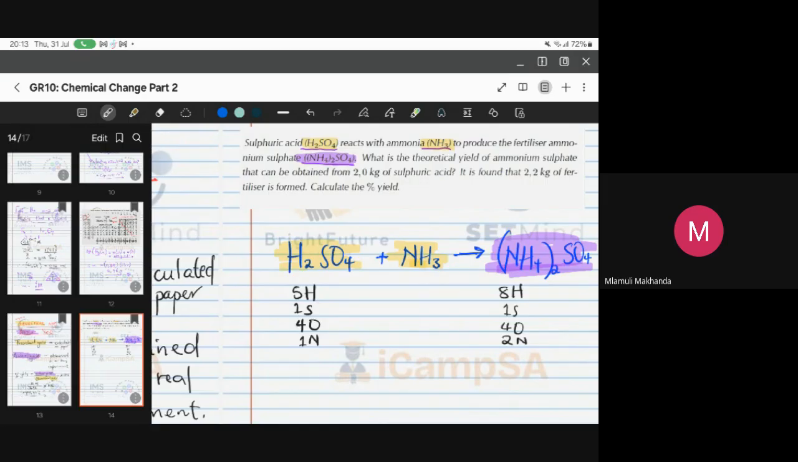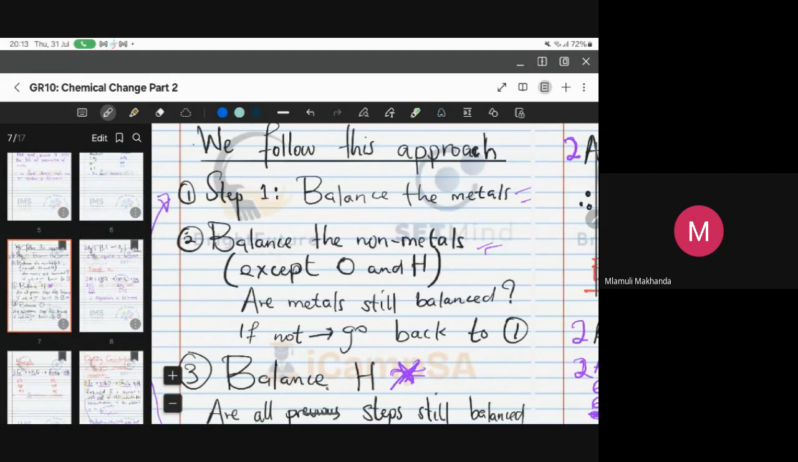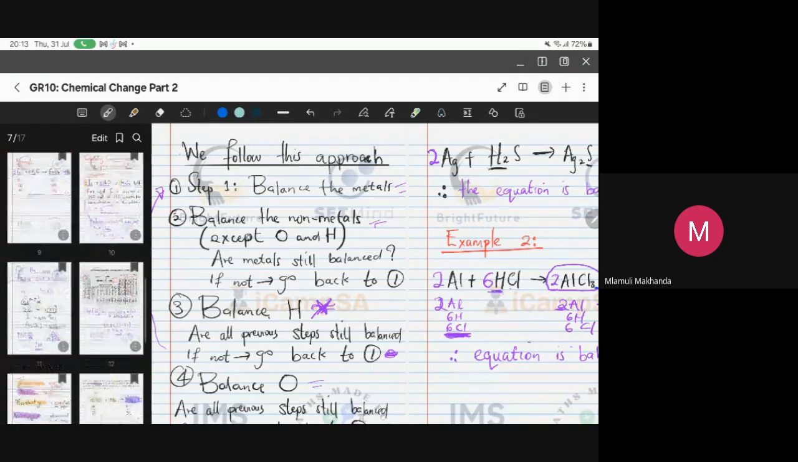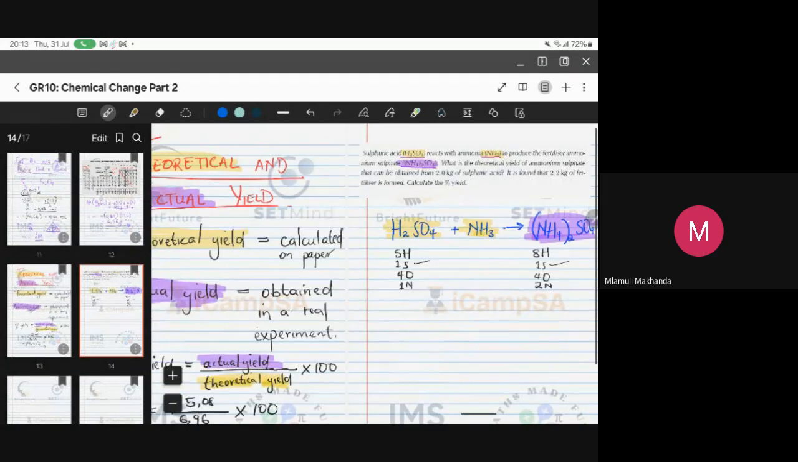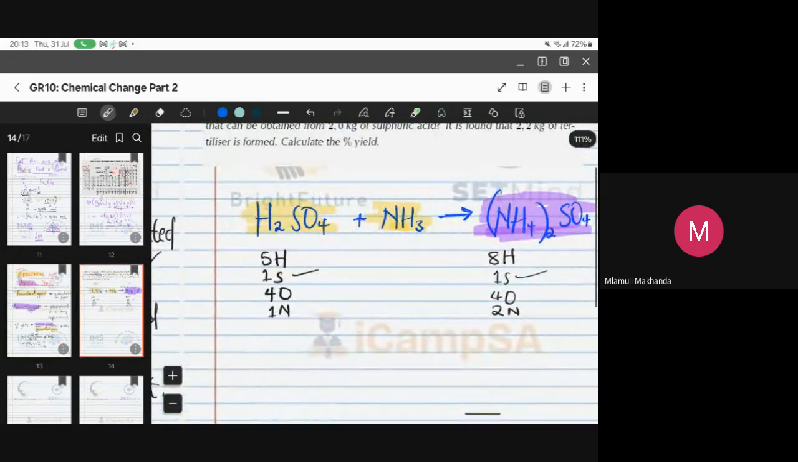So sulfur, lucky for us, is already balanced. Right. Remember our steps there? These ones. So we skip step 1 because there are no metals. We go to the non-metals except O and H, which is step 2. So we are at step 2 now. See, with enough practice, you will have it at the back of your head even. So another non-metal is N. N is not balanced, unfortunately.